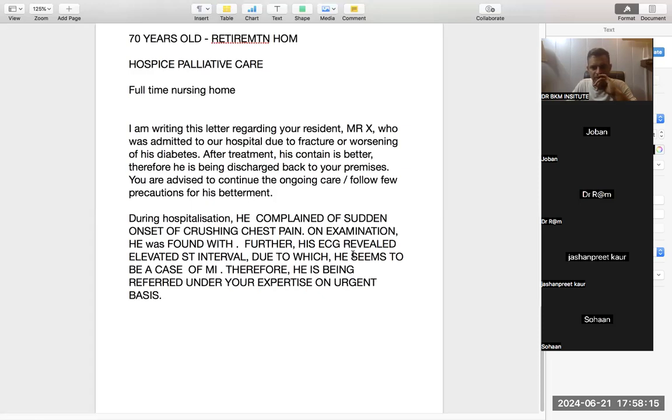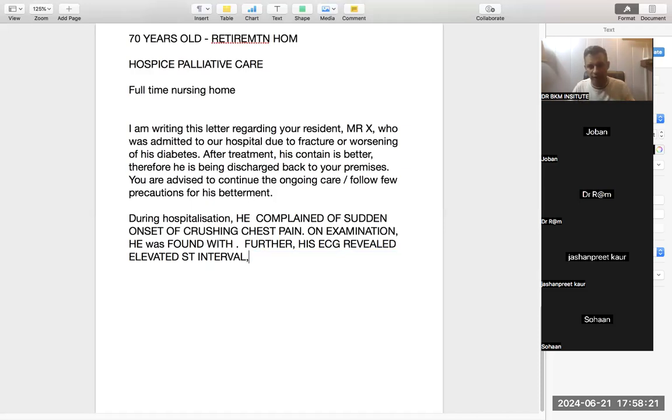Due to which this is not required because he will not be found with anything. So again, same thing. Further, his ECG revealed this, for which he was diagnosed with this, but now it is not suiting for which. So due to which. Due to which means because of which. Because he was having this, ECG revealed this, due to which he was diagnosed with this.